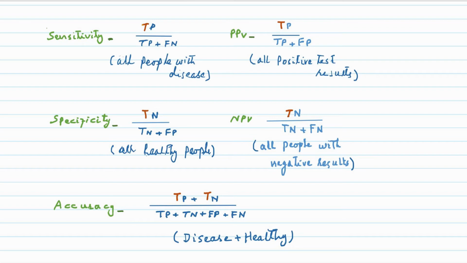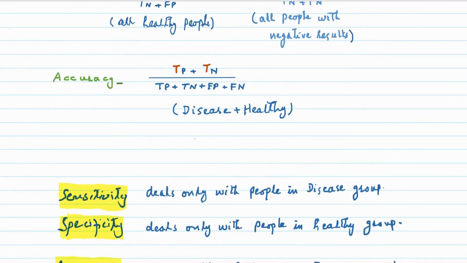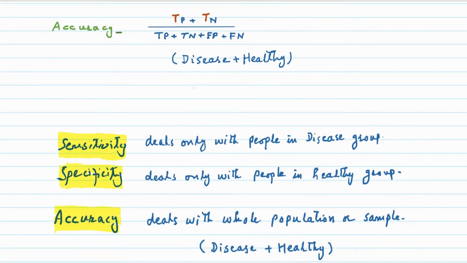We have not discussed the accuracy of a test up to now. Accuracy of a test is a combination of sensitivity and specificity, and it is calculated by all true values, that's true positive and true negative results, divided by all people in that sample or group.